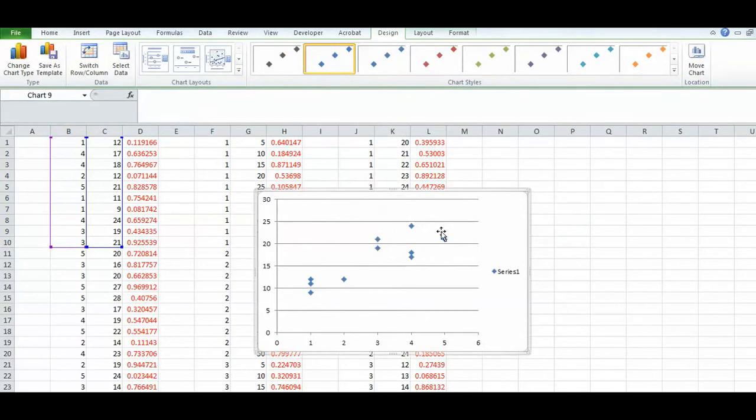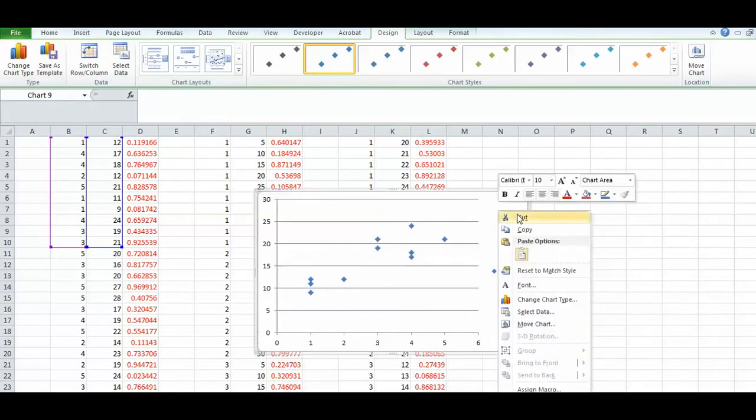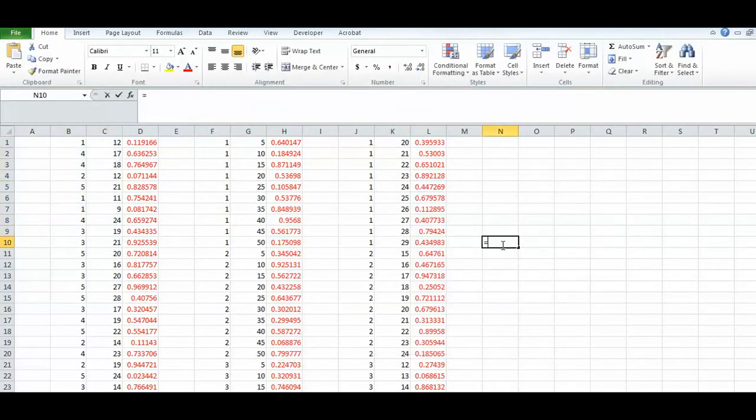So it looks pretty positive again, which makes sense because it came from a population with a positive correlation. Let's see what the correlation coefficient is.